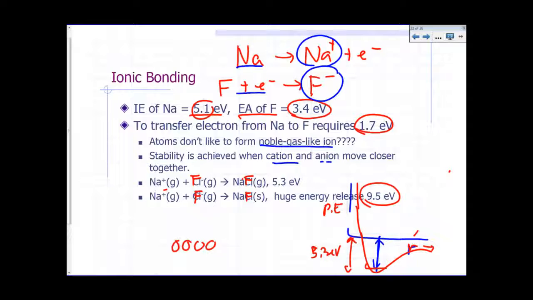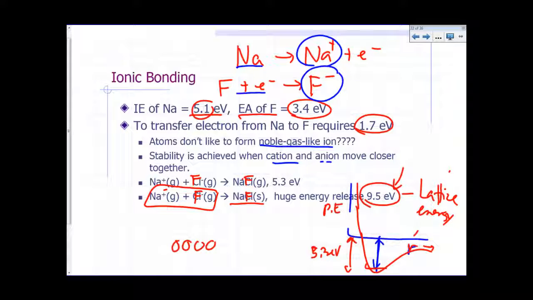The total energy release in going from ions in the gas phase, sodium and fluoride ions in the gas phase, to sodium fluoride in the solid, would be 9 electron volts for every pair, on average 9.5 electron volts for every pair of ions. This is what's called the lattice energy of the solid. So that involves a tremendous amount of energy release and a lot of stabilization going on there.